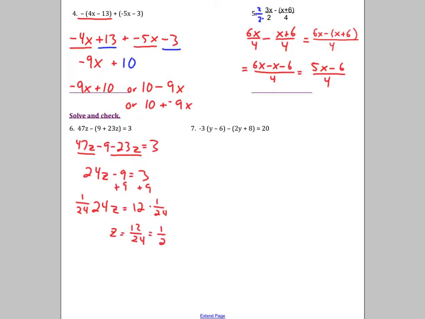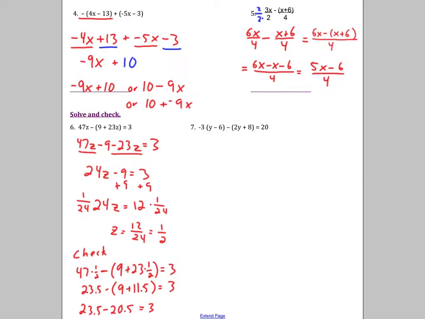Now we can check our answer here. Substituting 47 times 1/2 minus the quantity 9 plus 23 times 1/2 equals 3. Work that out. 23 times 1/2 is 11.5. 47 times 1/2 is 23.5. Simplify. That works. 23.5 minus 20.5 equals 3. The equation is true.